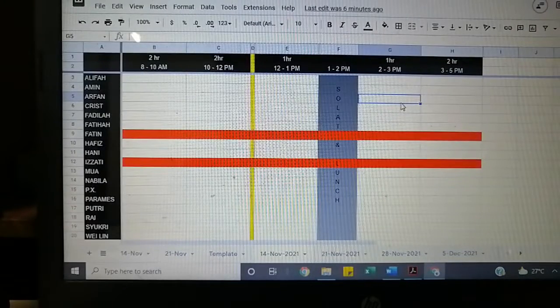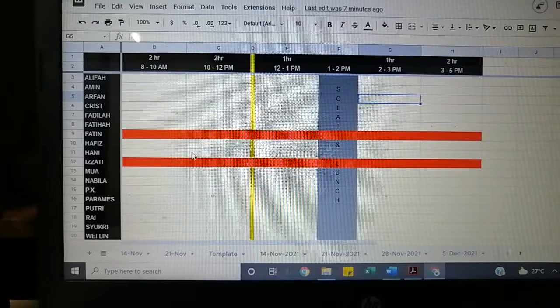And I do see that in the WhatsApp group we have a holiday list. Correct me if I'm wrong. It's either casual leave, MC leave or holiday leave, whatever. It's for those who cannot come on that particular weekend. For example, this week, Fatin and Izati cannot make it, right?